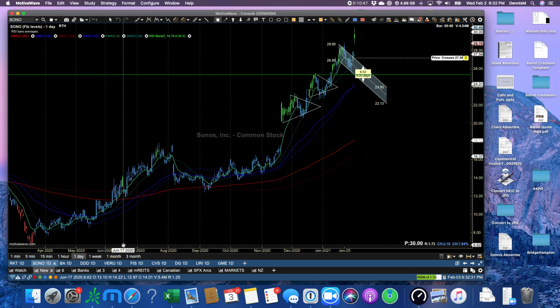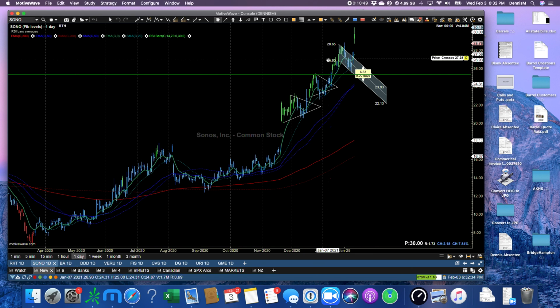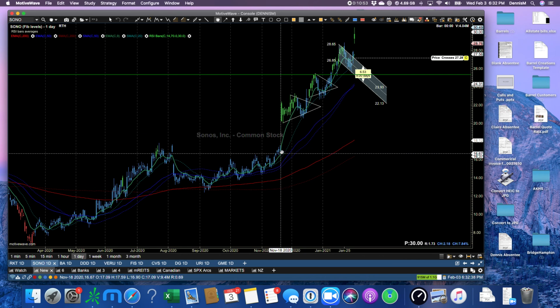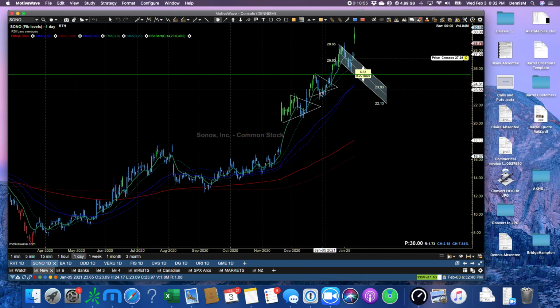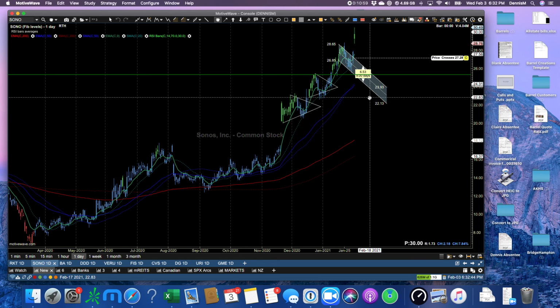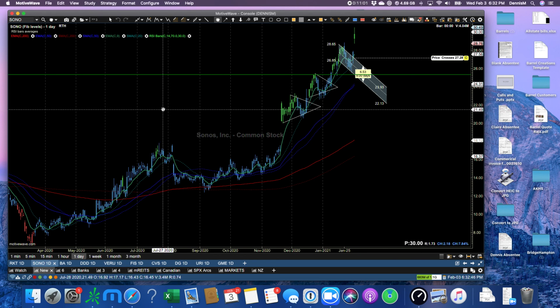SONO, look at that. Jeez. I mean, this is a typical bullish pennant breakout, flag breakout. I wish I was in this stock.